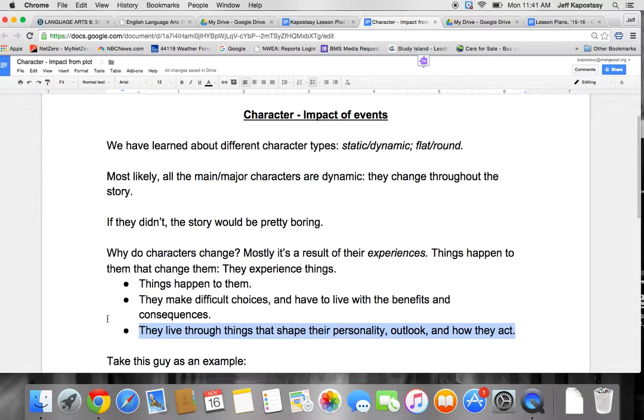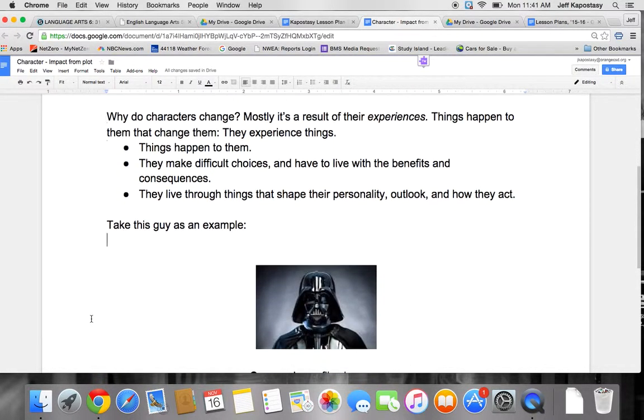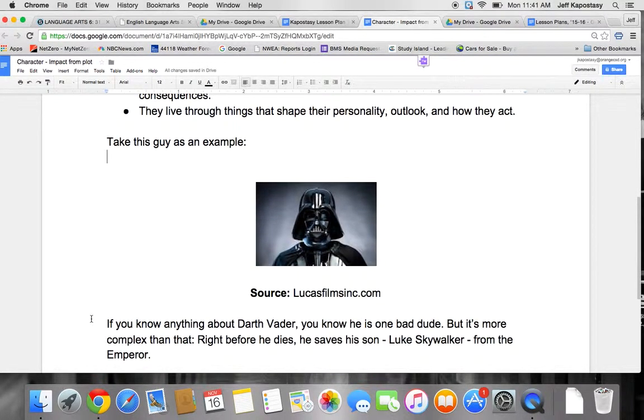Now, to make a real easy example, you've got this guy, Darth Vader. If you don't know much about Star Wars, you can still get a good idea. You probably know enough to know that Darth Vader is a bad dude, okay? His goal is to eliminate the Jedi Alliance, which are the so-called good guys. So you might say to yourself, this guy's a pretty static character. He is just the bad guy who's out to kill all the good guys. Well, it's not that simple, and it almost never is.